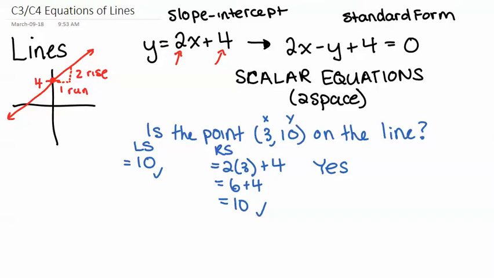If I gave you another point, like (1, negative 5), and you subbed those points in, you would find out our left side is 1, and our right side is 2 times negative 5 plus 4, which is negative 10 plus 4, which is negative 6. So no, that's not on the line. Okay, so we should know how to do all of that stuff right now.